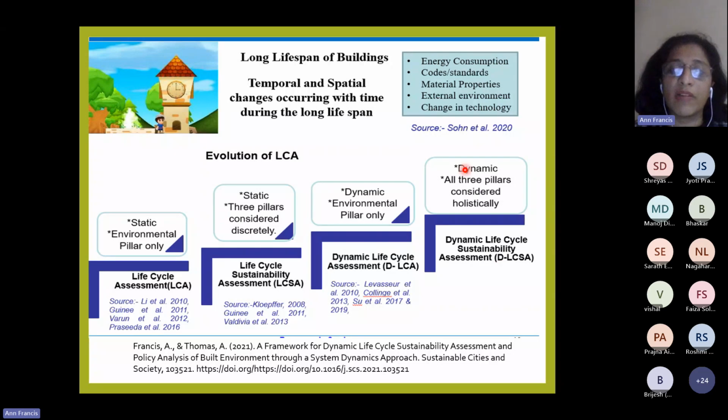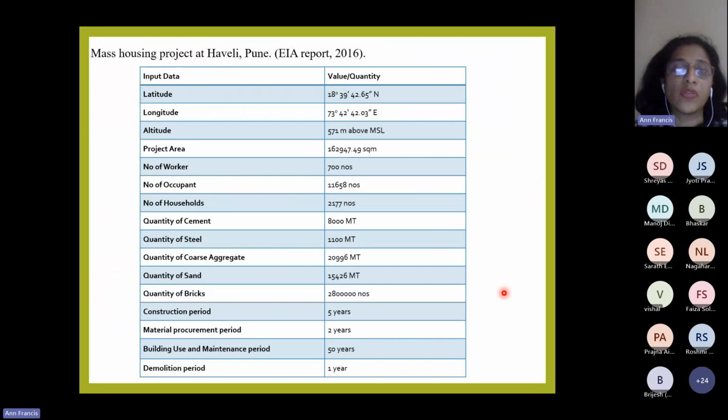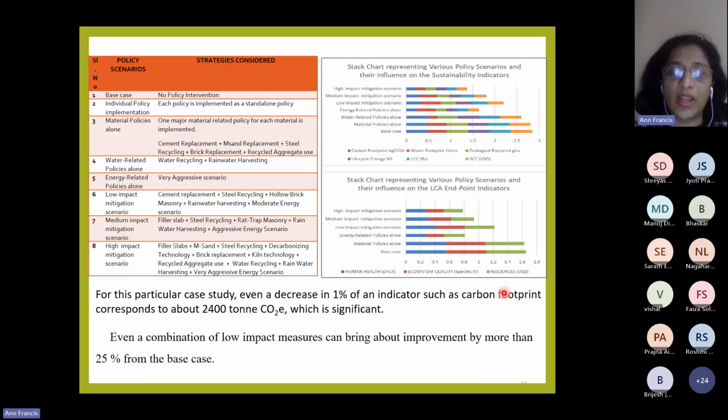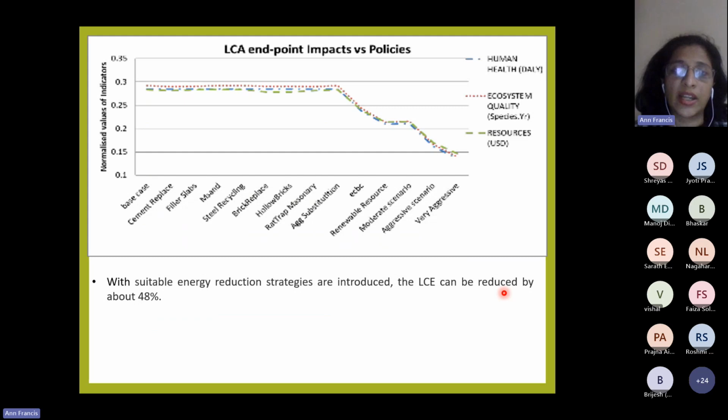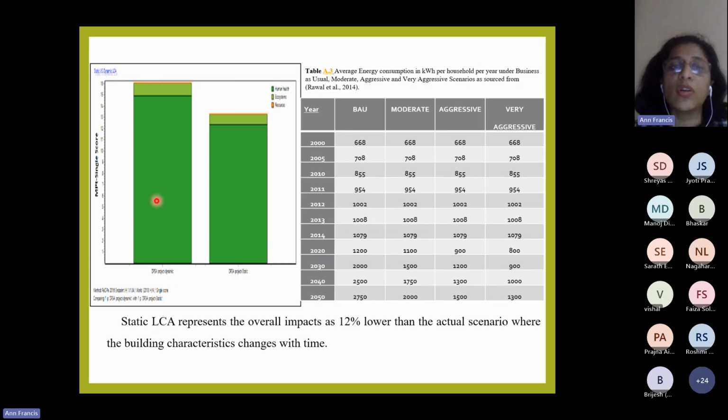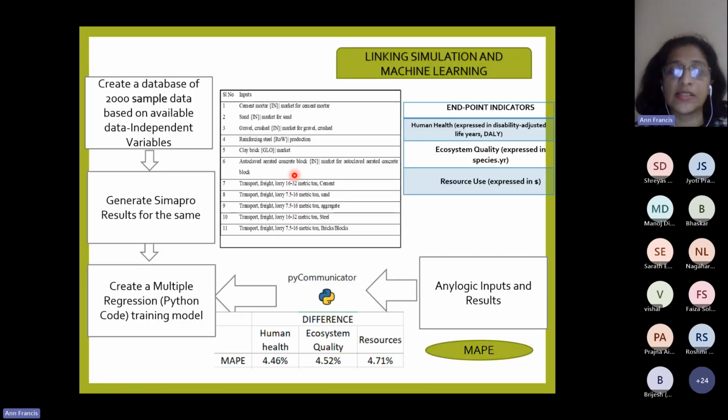My research was primarily on developing this dynamic life cycle sustainability assessment framework. For that, we did it in a housing project. I'll quickly go to the primary result that came out: if we ignore the dynamic property of buildings, that buildings change over time, and don't consider that in our LCA analysis, we will end up computing impacts that are at least 12% lower than the actual scenario, so we would end up doing an underestimation of the impacts. That was one part of the LCA study.